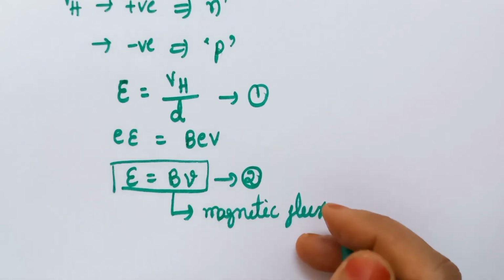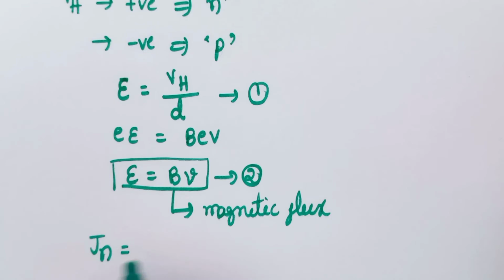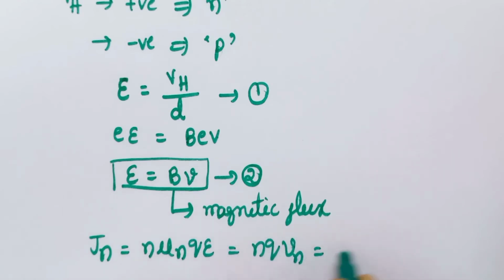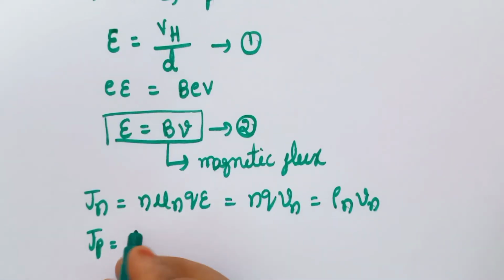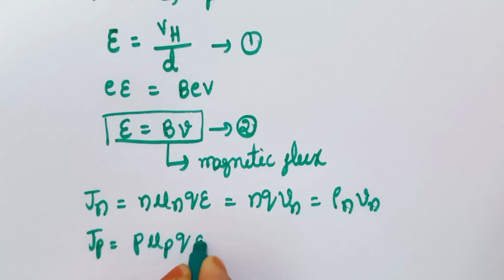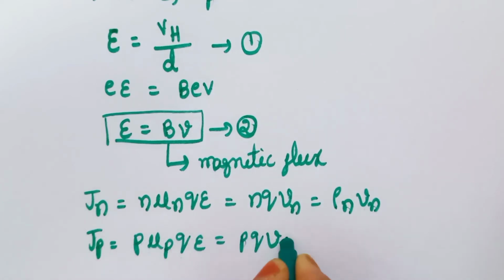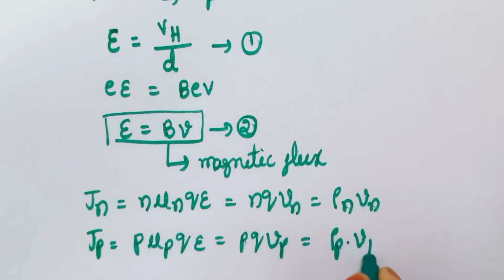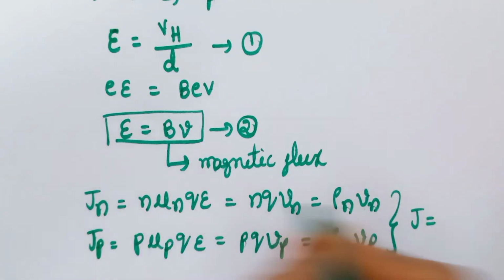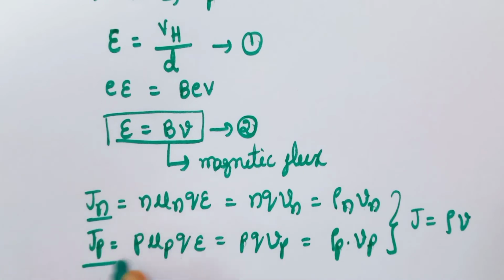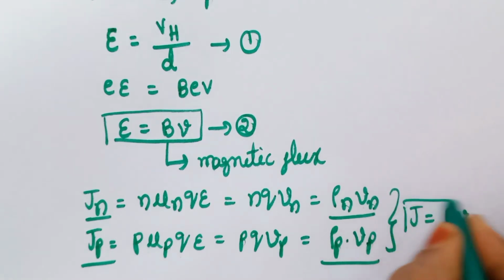So we know the expression for current density of electrons is given by n mu n into q epsilon, or we can change it as n q vn, or we can write it as rho n vn. Similarly, the expression for current density due to holes is given by p mu p into q epsilon, or p q into vp, that is equal to rho p into vp. So from these two, we can generalize the expression for current density as J is equal to rho into v. Let us take this as equation number star.